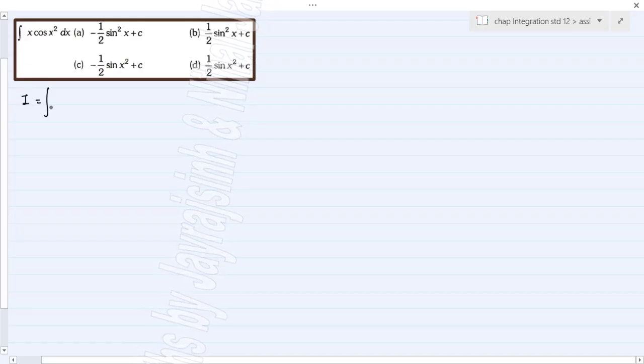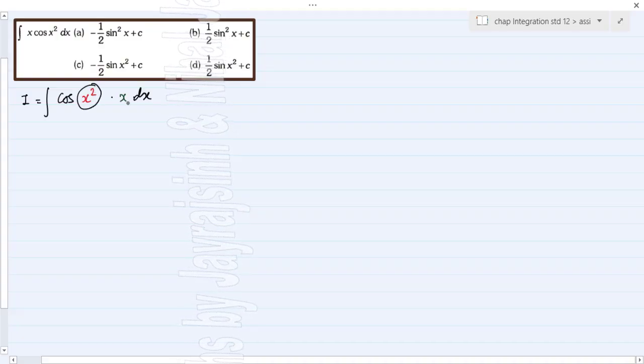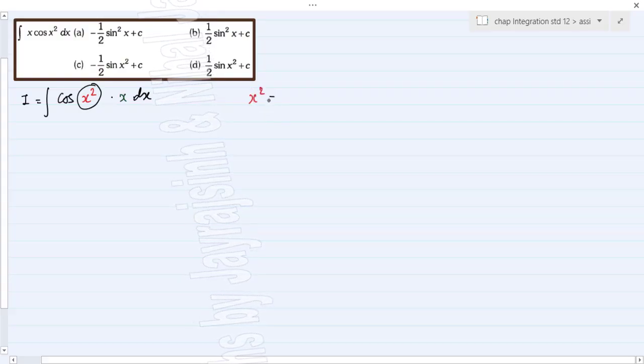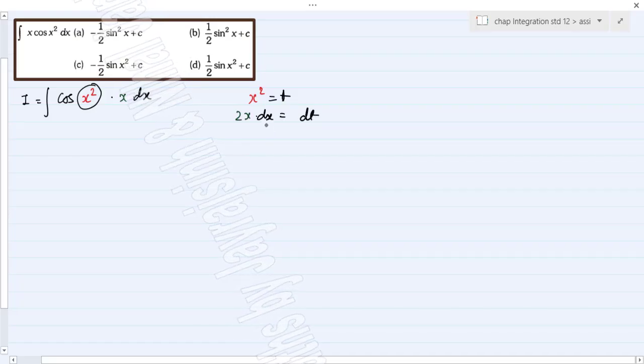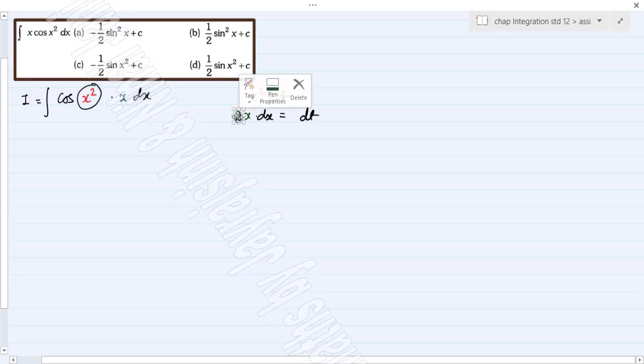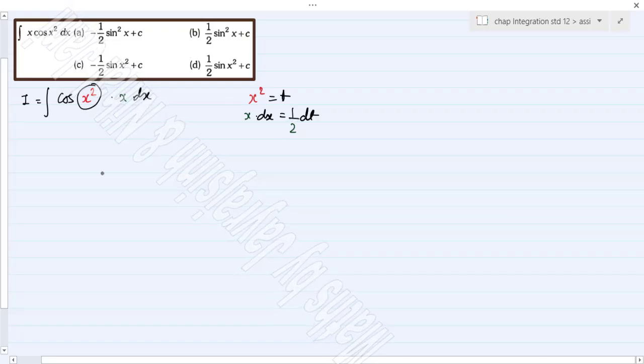Here we have to integrate cos x square into x dot dx. X square is an inner function and its differentiation is already available. So simply assume x square is equal to t. Differentiate both the sides, we will get 2x dx as your dt. We already have x dot dx. So let's take 2 on the right side, which will give us 1 upon 2.